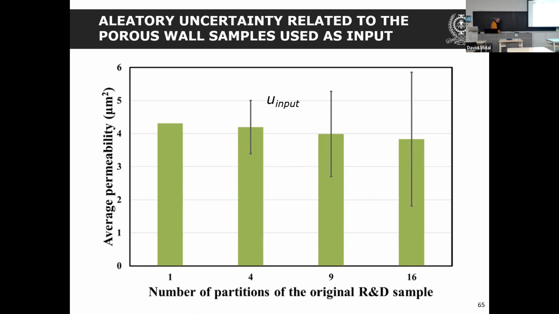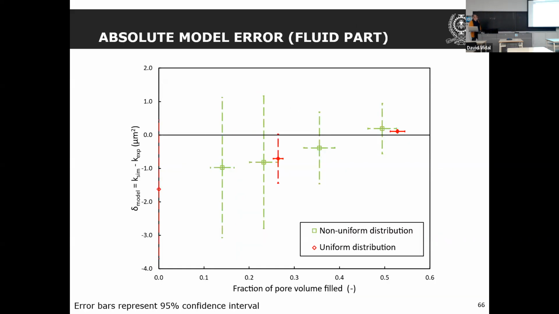In this case, the variability of the structure I'm providing to my simulator. Okay, I won't go into detail of this graph. And here I'm getting to this graph here. That gives you delta model, which is the error of the model, which is based on the assumption that you have taken.